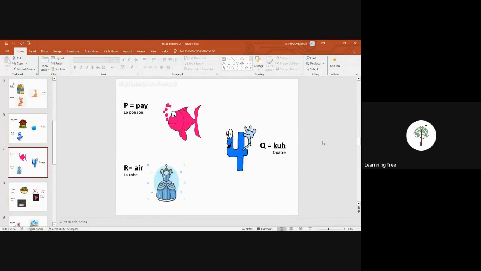Great. All right. Now, the next alphabets are P is pay, Q is Q. I'm putting a bit of emphasis over the last Q. R, basically, what do French people do?